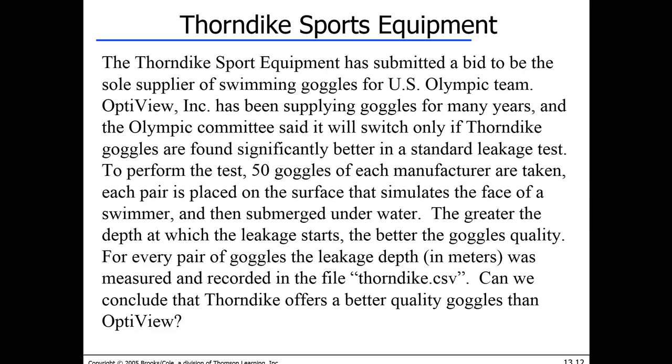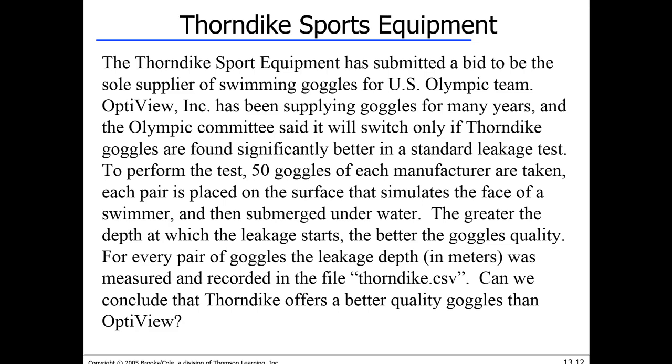To perform the test, they pick 50 goggles from manufacturer number 1, Thorndike, and 50 goggles from manufacturer number 2, OptiView, and they put them on a dummy, a mannequin, a surface that simulates the face of the swimmer. Then they start submerging the goggles under the water. An important thing for swimmers is that the goggles form a tight seal with the face, so that the water does not leak inside, because you can't really see anything.